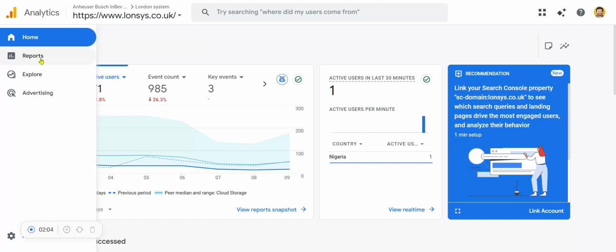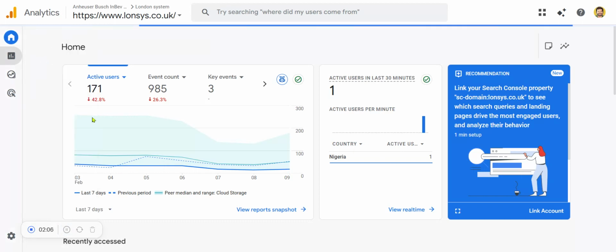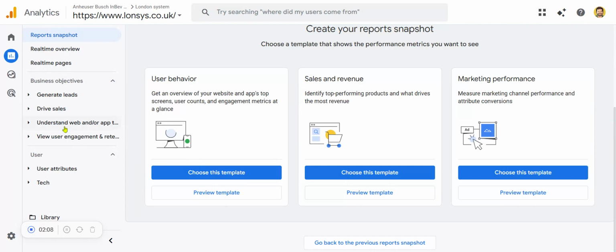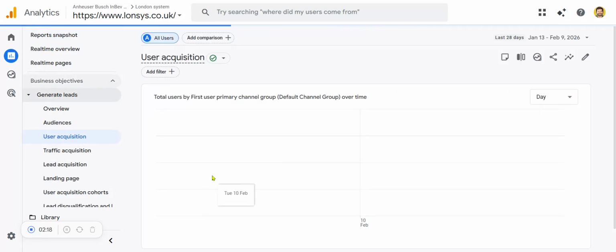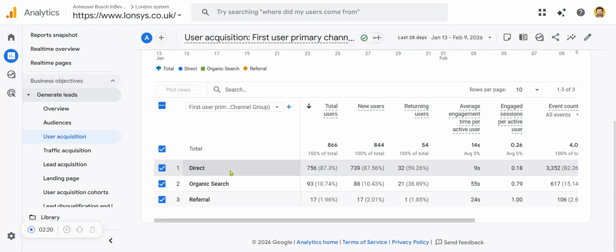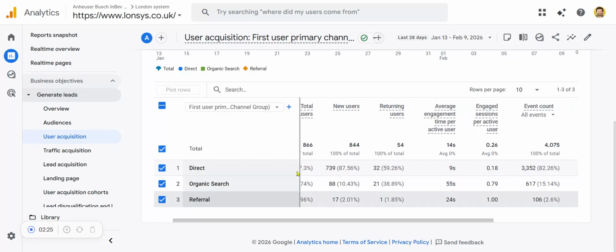So here we are on Google Analytics, and then you go to the reports, and under here you go to user acquisition first. And under user acquisition, you see numbers like the number of users that came into your website, the number of new users, the number of returning users. Now, is the number of returning users, is that a good thing or a bad thing?